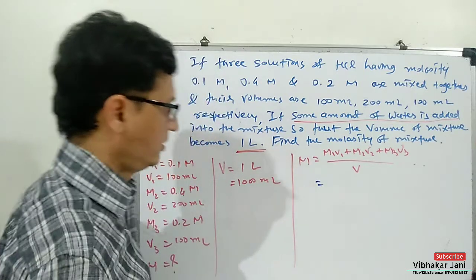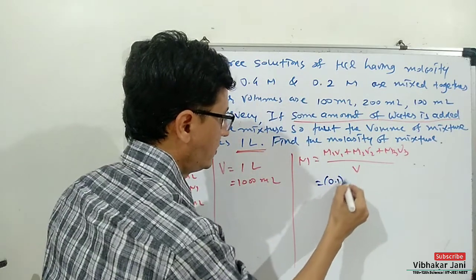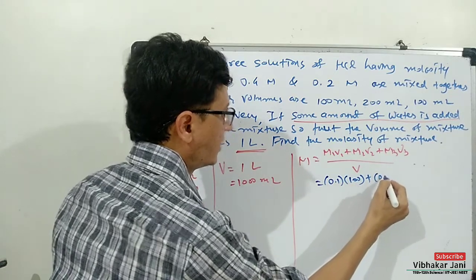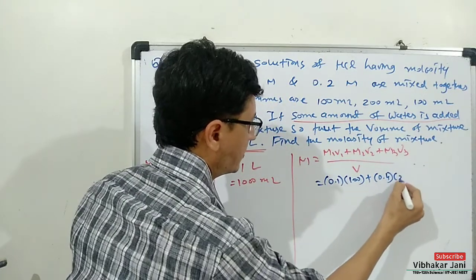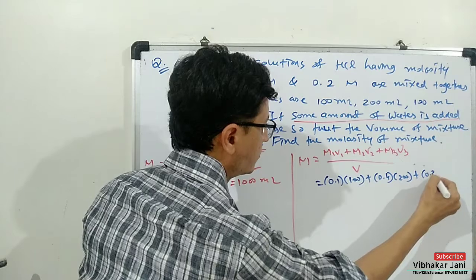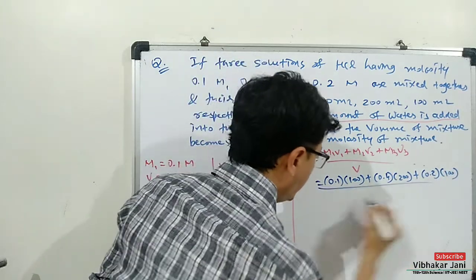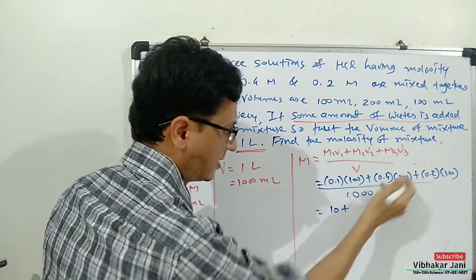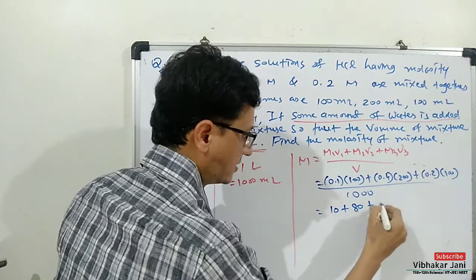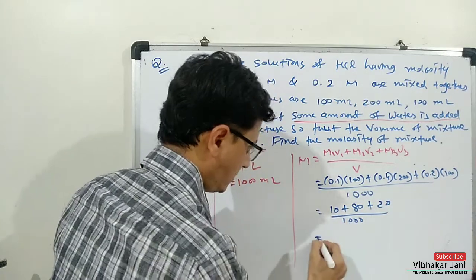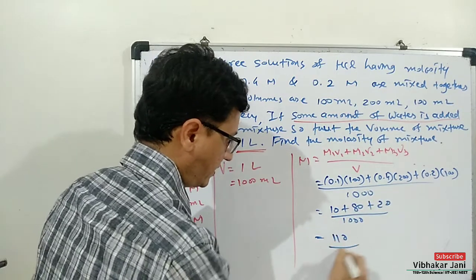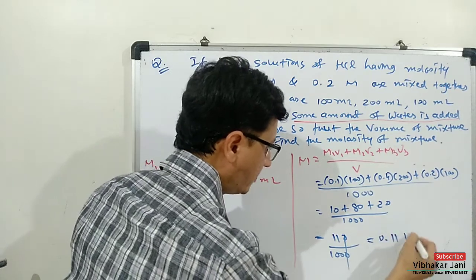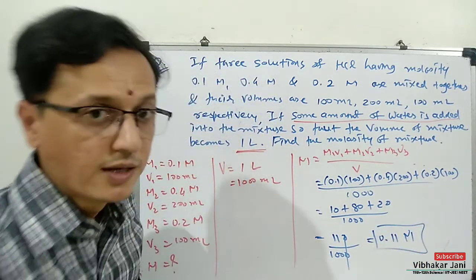Okay, now let us put all these values. 0.1 multiplied by V1, that is 100, plus 0.4 multiplied by 200 plus 0.2 multiplied by 100 divided by 1000. Now you know very well, this is 10, this is 80 plus this is 20 divided by 1000. So it will give us 110 divided by 1000. The zeros will be cancelled. So answer will be 0.11 molar. This is the answer.